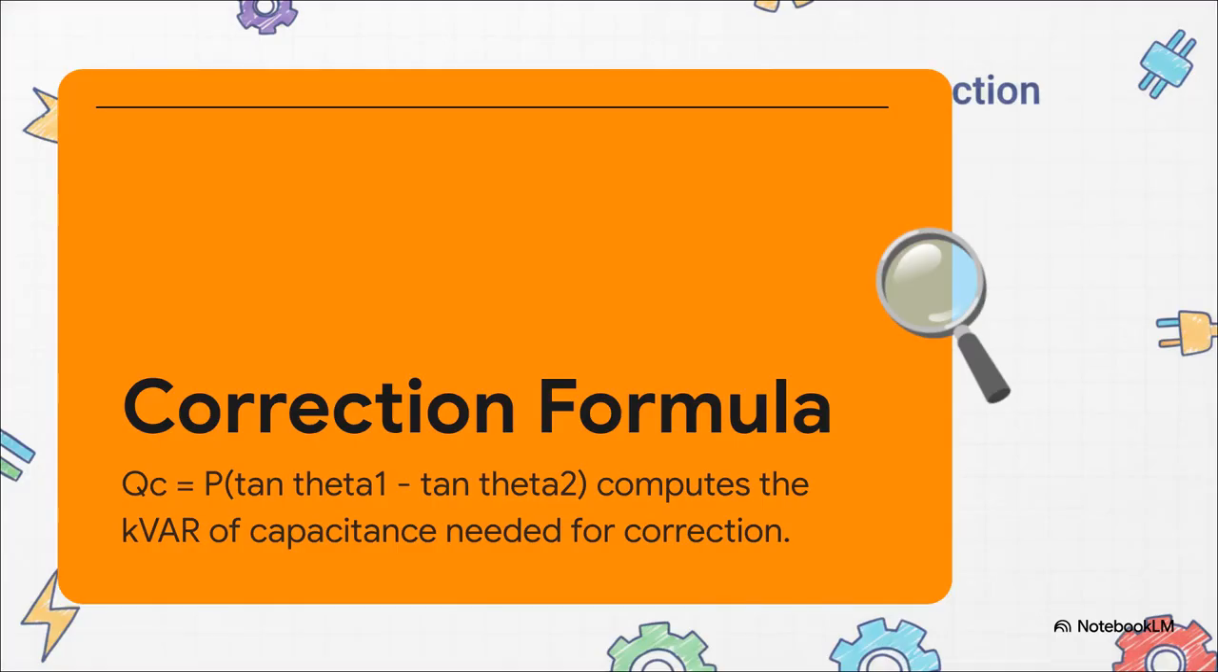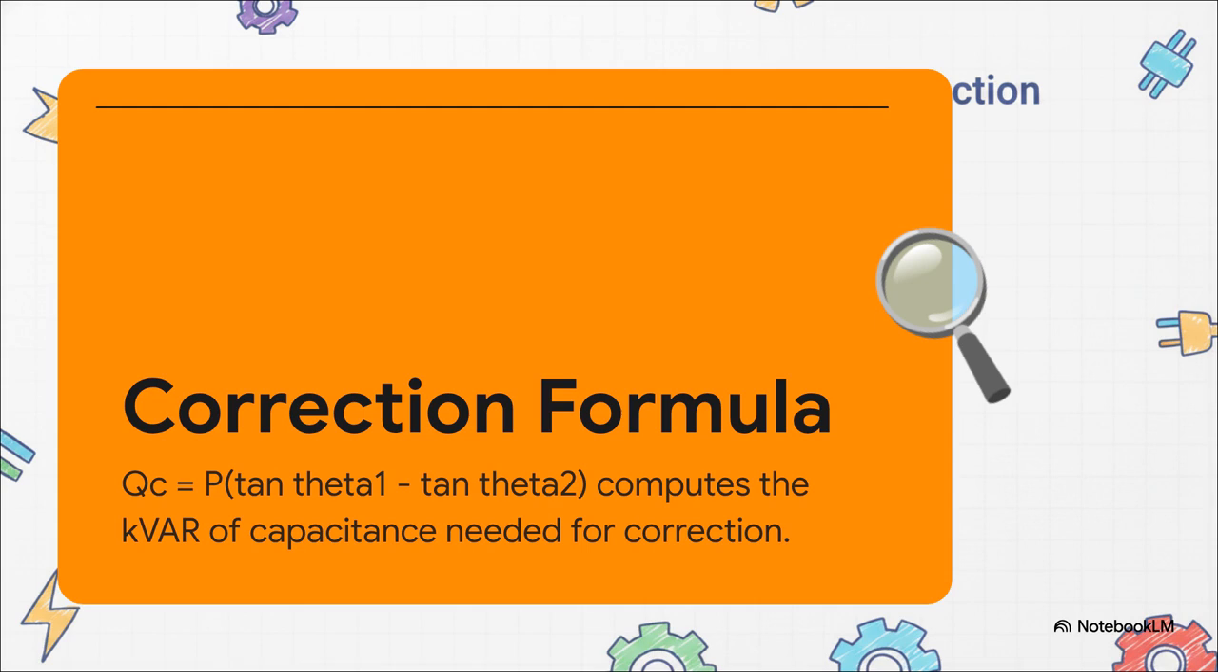Now, to actually wield this tool mathematically out in the field, you're going to use this specific correction formula. It tells you exactly how many kVAR of correction capacitance, that's our QC, you need to add to the system. You just take your real power, P, and multiply it by the difference between the tangents of your current angle and your target angle. It's just right-angle trigonometry, really, but it gives you a precise way to figure out how to drop your reactive power draw from the grid without touching the real power at all.